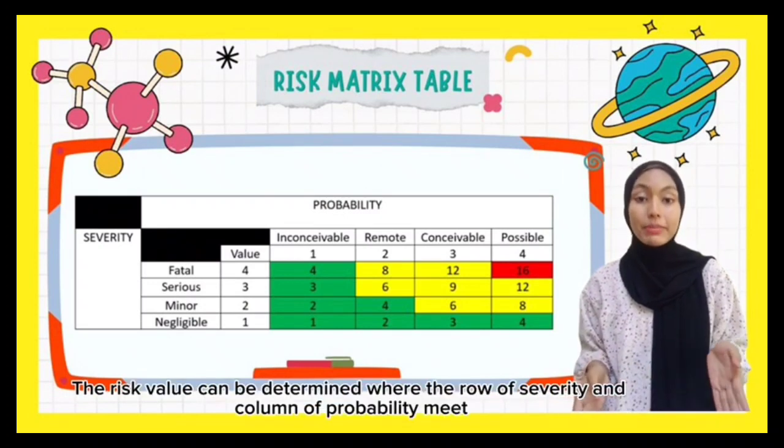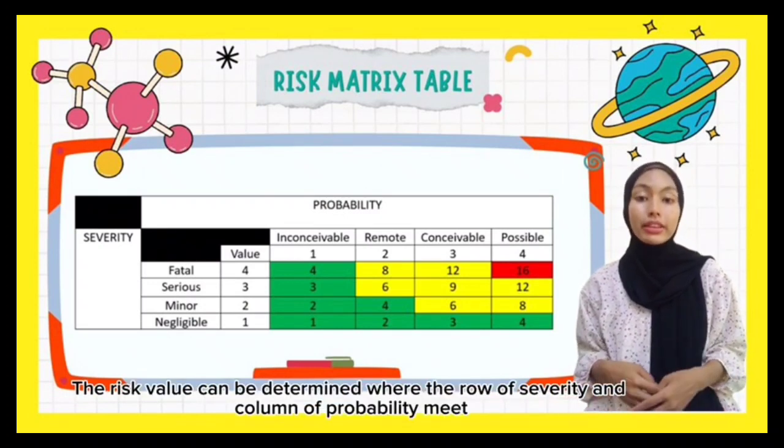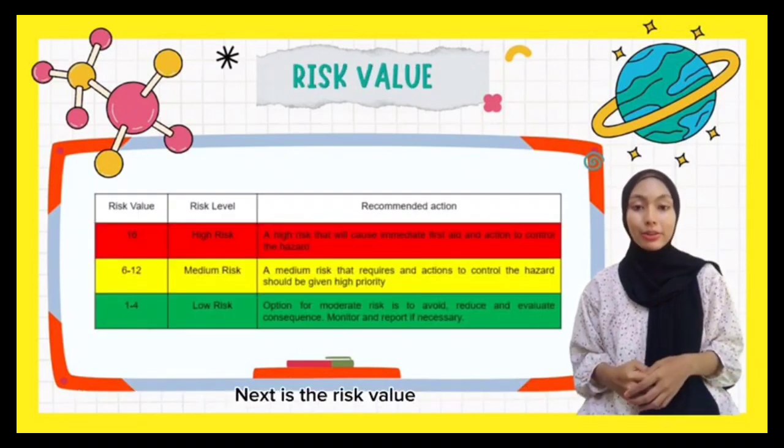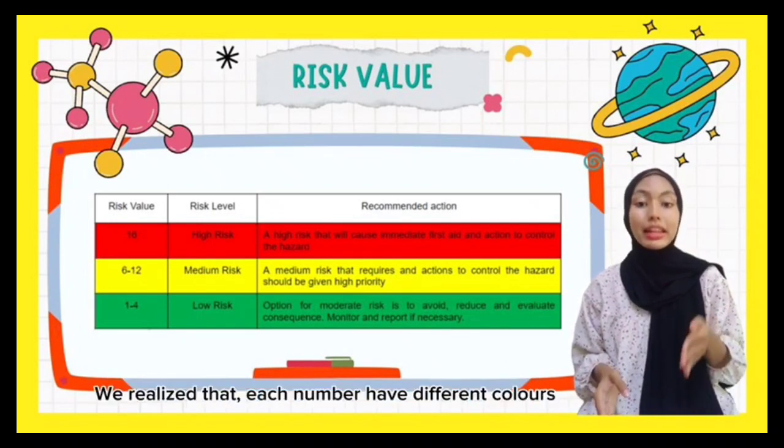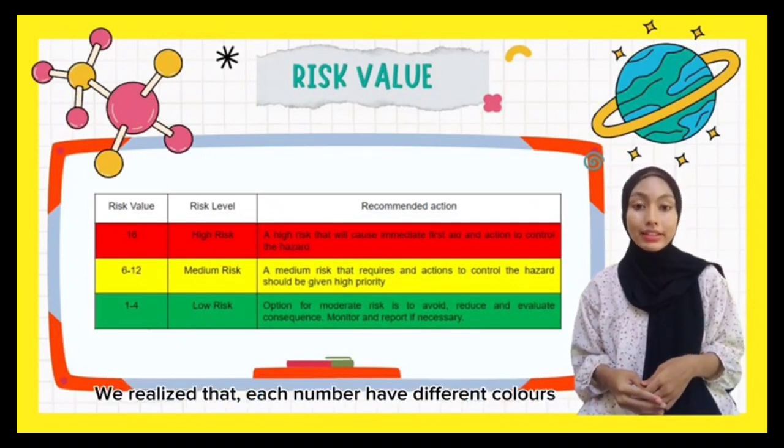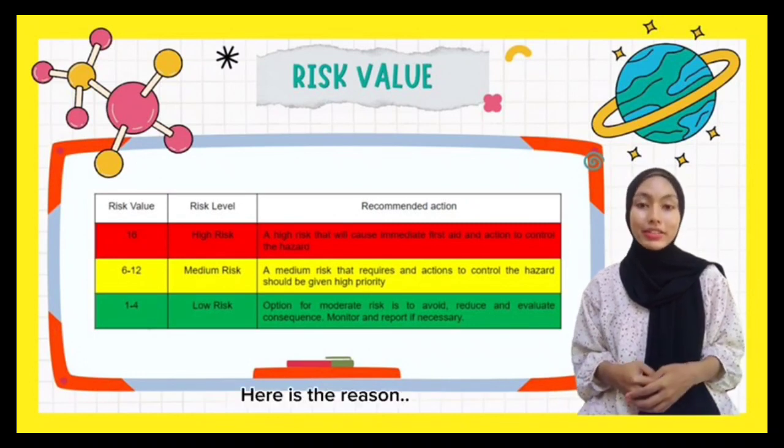The risk value can be determined where the row of severity and column of probability meet. Next is the risk value. After we identify the risk value from the metric table, we realize that each number has a different color. Why? Here is the reason.